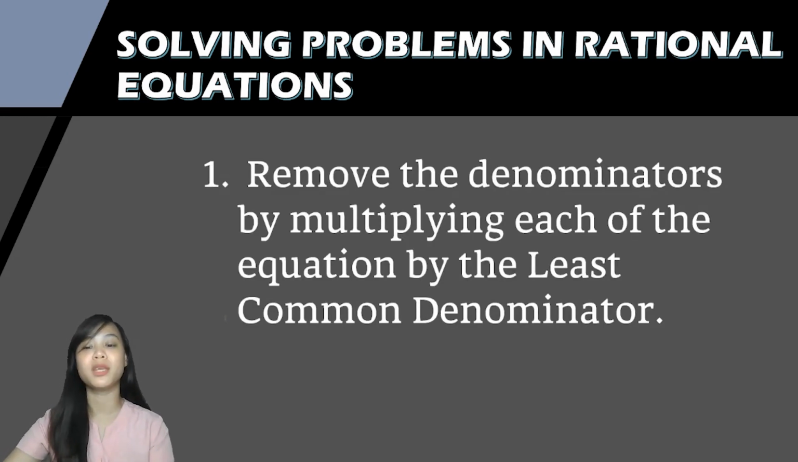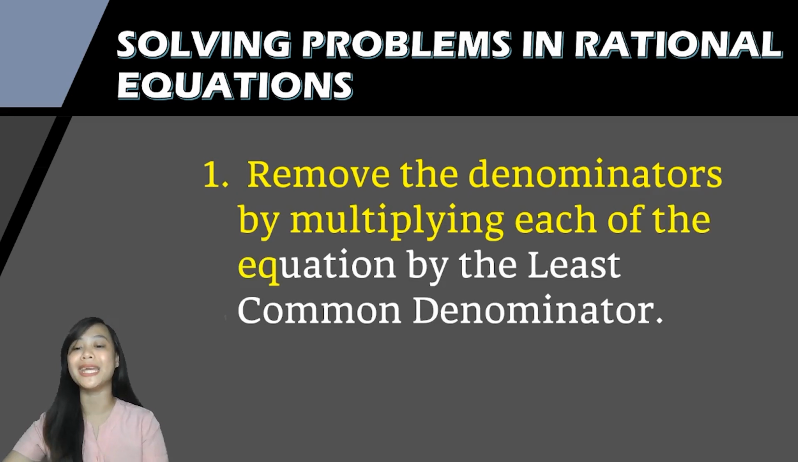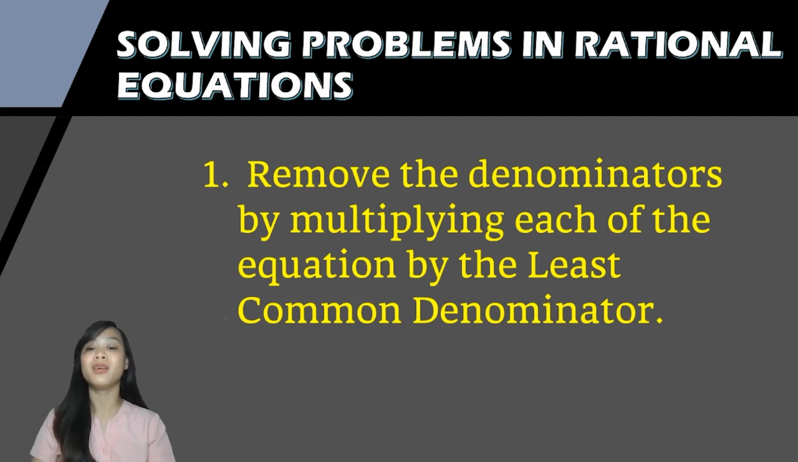First, remove the denominators by multiplying each side of the equation by the LCD, or the least common denominator. Again, first, we need to identify the rational equation from our given problem. After that, we need to remove the denominators by getting the LCD and then multiplying it to the rational equation, both the right side and the left side.